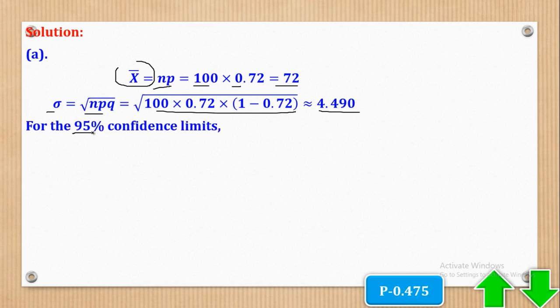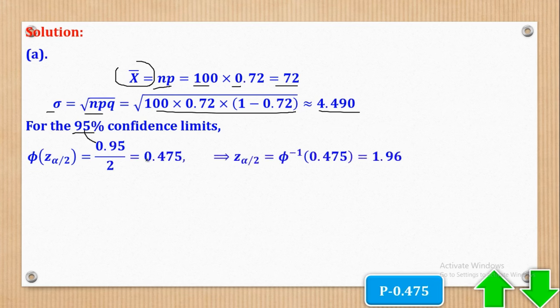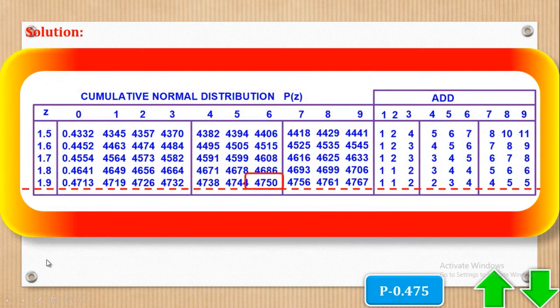Therefore, for the 95% confidence limits, it means that phi will be equal to half of it, so half of this is 0.475. And therefore this is the probability. We have to de-standardize to get the value of Z. To do that, we use either critical points or the cumulative normal distribution table. So when I use cumulative normal distribution, I look for the probability of 0.475, and the good thing is that we have a probability which is exactly the same as the one we are looking for, and that was got from 1.96, and that will be our Z value.